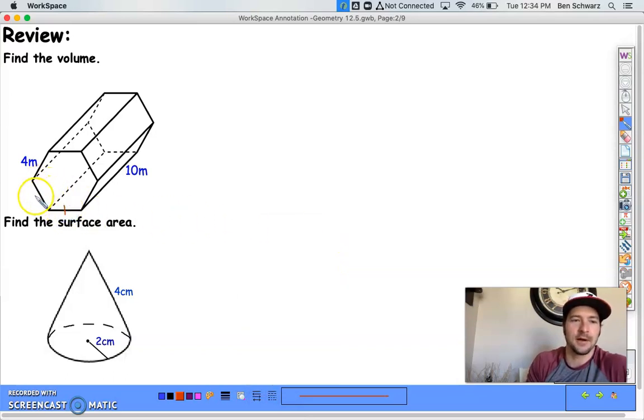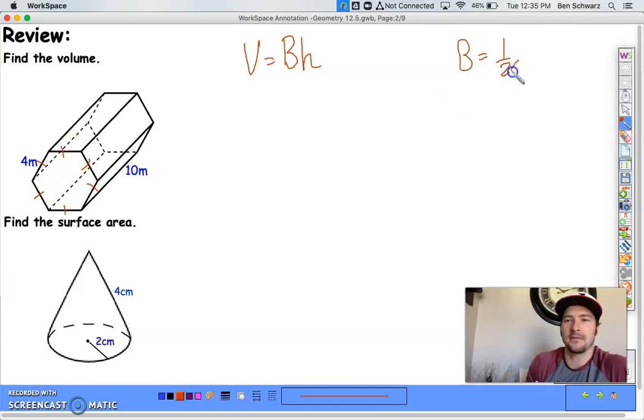So to find the volume of any prism, remember it's area of the base times the height. So again, the tricky part is finding the area of this base. Since it's a regular polygon, to find B, we have to use 1/2 apothem times perimeter. So where it becomes difficult is when we're trying to find the apothem. On a lot of these, you just got to draw it in there.